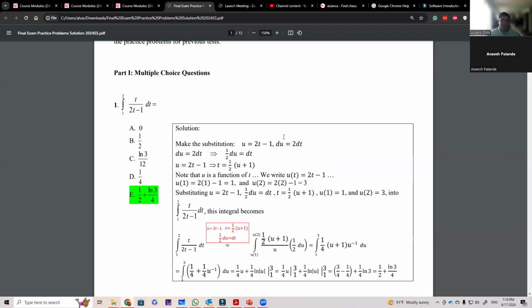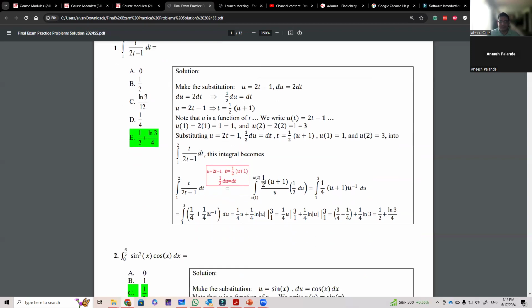If we do that u, then immediately du is just 2 dt, so we're going to be able to parse this very easily. That transforms the denominator into just u. Now we have a t on top, but we can transform that in terms of the substitution. If u is 2t minus 1, then we can solve for t in terms of u, and it turns out that t is 1/2 of u plus 1.